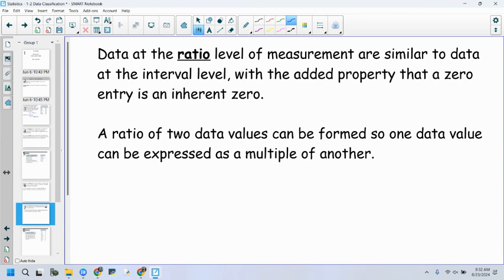0 means 0 at that point. It's an actual value. Here, the ratio of two data values can be formed so that one data value can be expressed as a multiple of another value. That's where it gets its name. That's a little bit harder to explain, but it basically means, if I say I drive 10 miles and somebody drives 20 miles, I can say that that person drives 2 times as much as I do, right? So you can express it in terms of a ratio.